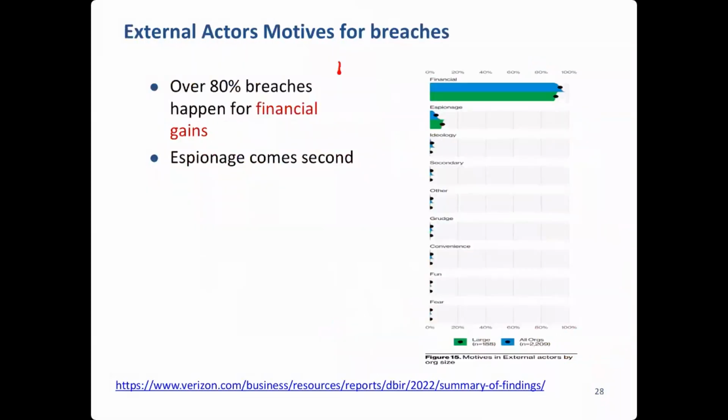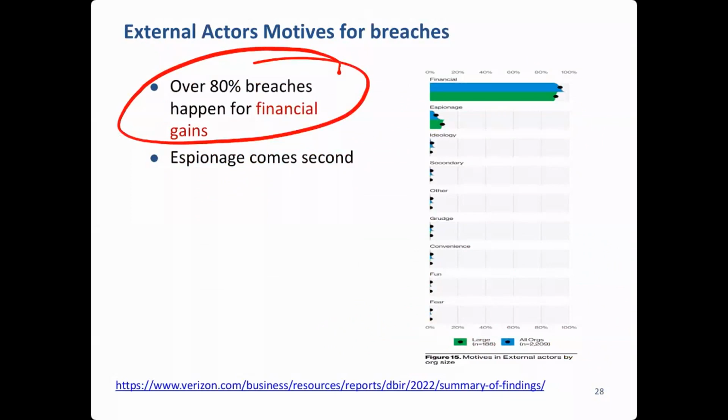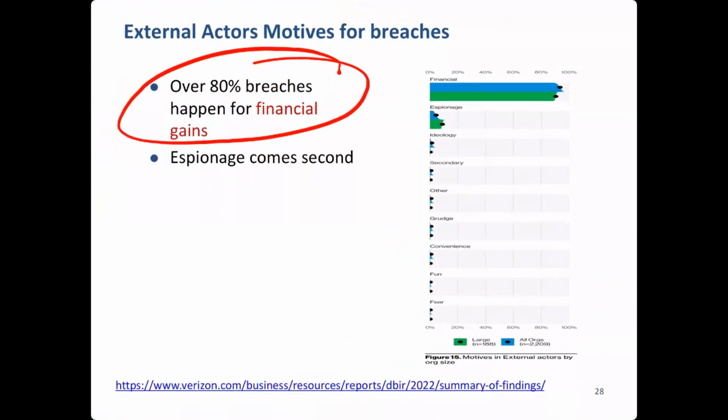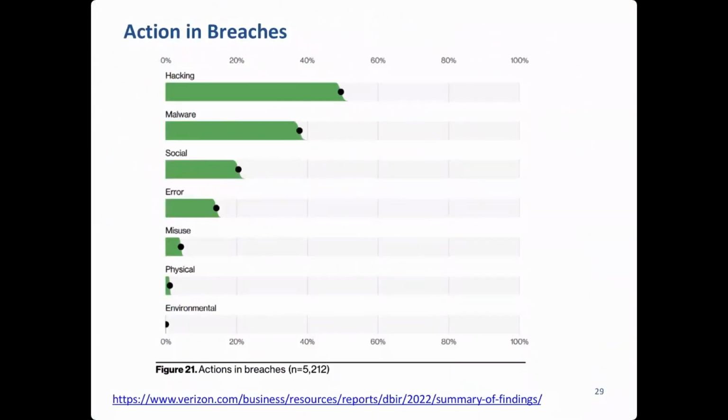And of course, 80% of breaches happen because of financial gains. Okay, there can be other reasons, for example, espionage, ideology, and so on and so forth, right? And the action in breaches, hacking is almost like 50%. Malware, social engineering, error, misuse.